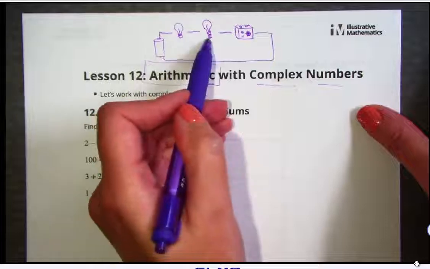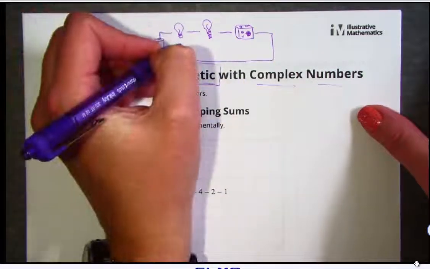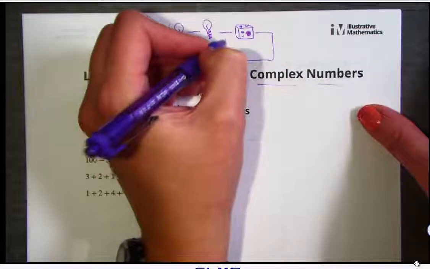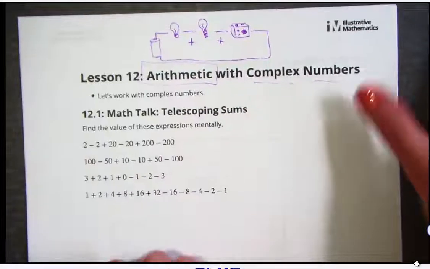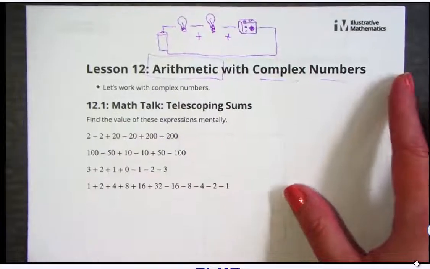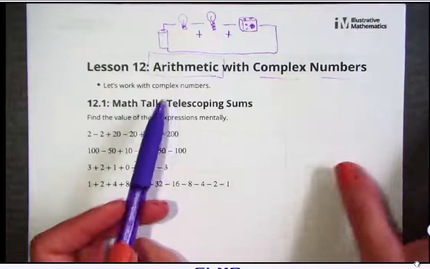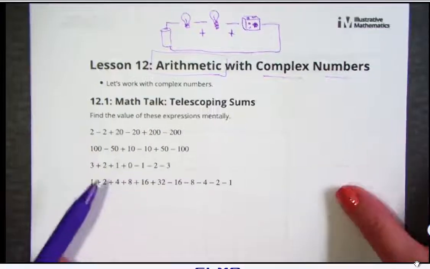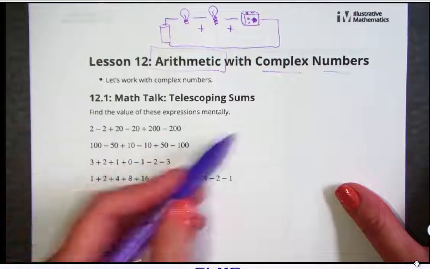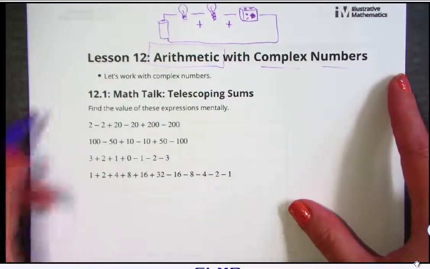So I need to know all of these things, and I have to be able to figure out how much electricity is being used for the light bulb, plus my second light bulb, plus my radio, and be able to hook that up. So we're going to need to be able to do arithmetic with complex numbers. We're going to start with our basic addition and subtraction. This math talk just gets you thinking about these mentally. I'm going to show you how I do it.